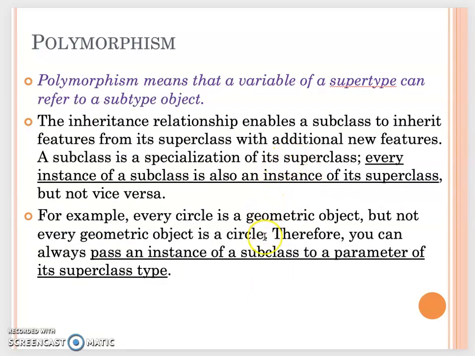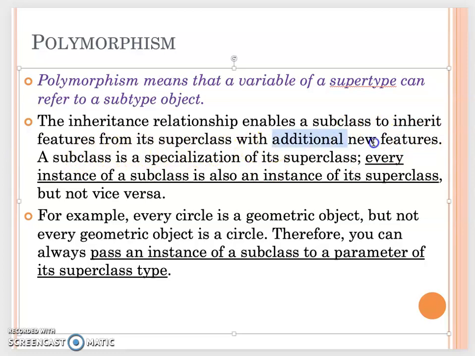Continuing with what I explained earlier, the inheritance relationship brings polymorphism because it enables a subclass to inherit all the features from the superclass, and it can add new features. A subclass is a specialization of a superclass. So any object of a subclass is also an instance of the superclass. Earlier we gave the example: circle is a geometric object, triangle is a geometric object, rectangle is a geometric object. That's why we can always pass an instance of a subclass to a parameter of the supertype.